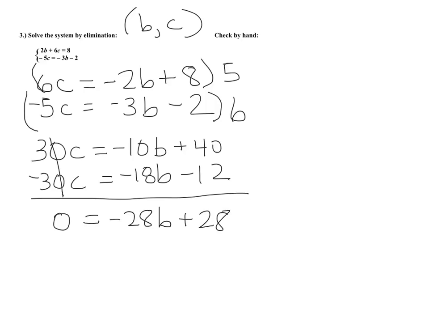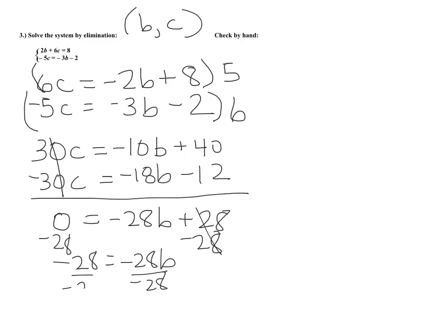So now I have just a b, so I'm going to solve for b. To get b alone, I'm going to subtract 28 from both sides. And 0 minus 28 is negative 28 equals negative 28b, and then divide both sides by negative 28, and we get that b is equal to positive 1.